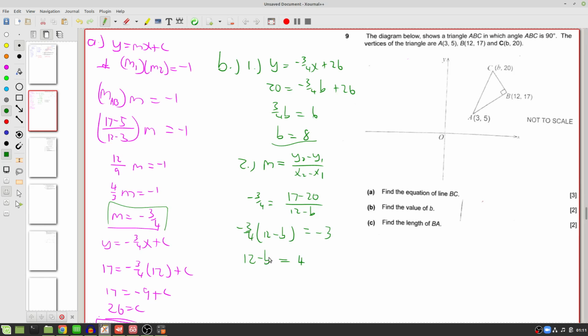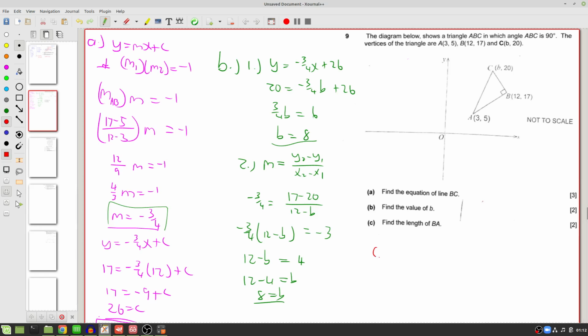Alright, and now we just get b by itself. So I'm going to keep 12 minus the 4 to the side and take the b over. 12 minus 4 is 8 equals b. So we see we get to the same answer, a couple of different ways. And if you did any other way, or you've got another question of maybe can we do it this way, can we do it that way, let me know in the comments below and we can discuss that.